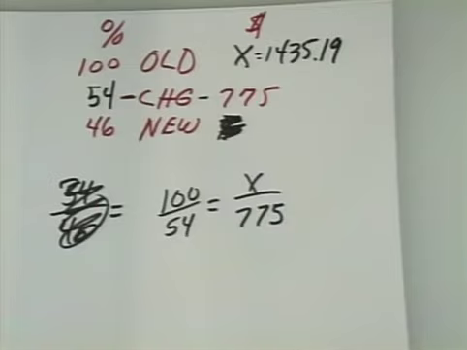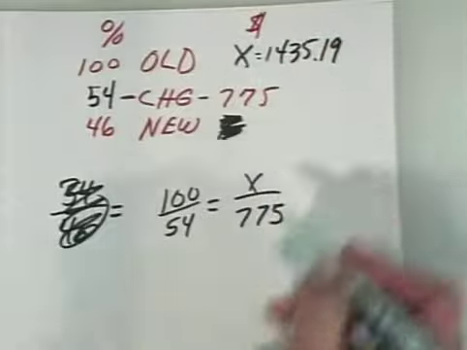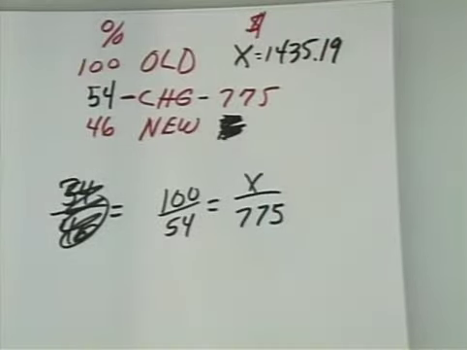And we need you to come up with new, but you don't need to set up a second proportion in order to do that. If you have the original or the old amount, you have the change and you know whether it's a positive or a negative, and this change is a decrease, you're going to take your $1,435.19, subtract $775, and you're going to be able to do that calculation and come up with new. Who has that number? Quincy.